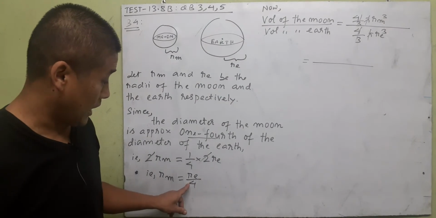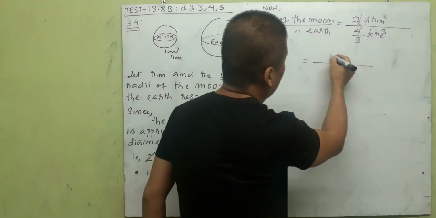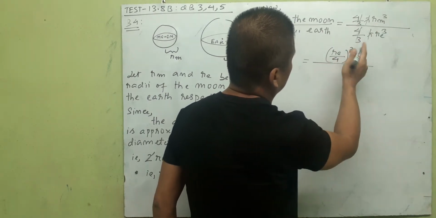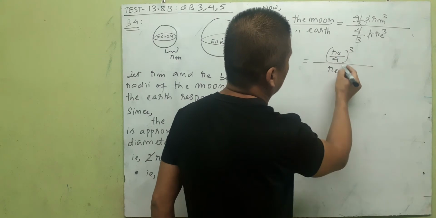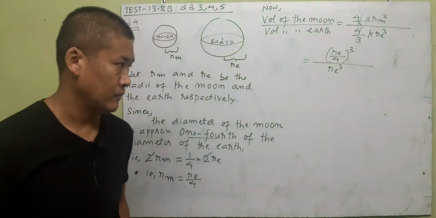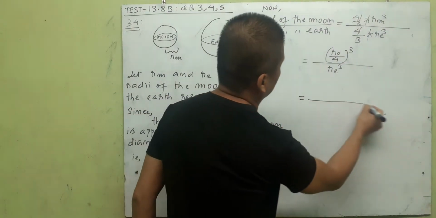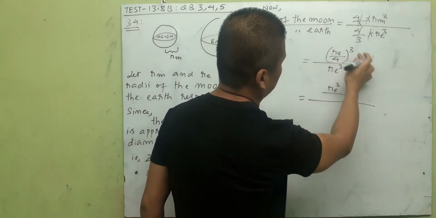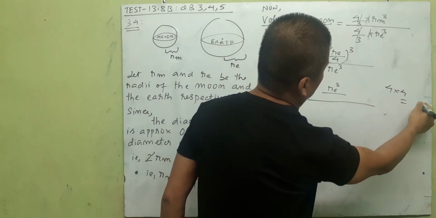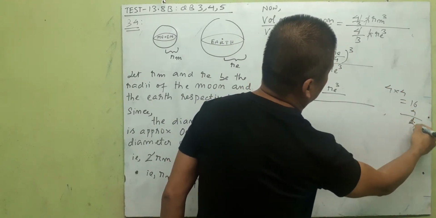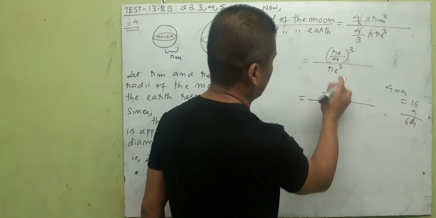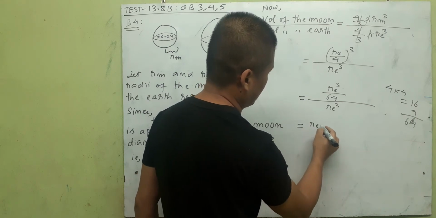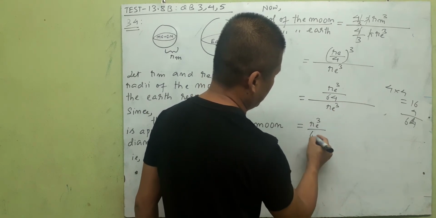Look here, Rm is equal to Re by 4. So let us replace Re by 4, whole thing in bracket, power 3. And this one can remain the same, Re cube. Just keep it like that. Now that way you're going to get your next step. Re cube divided by 4 cube: 4 4s are 16, 16 into 4 is 64. So 64 here, and then Re cube.